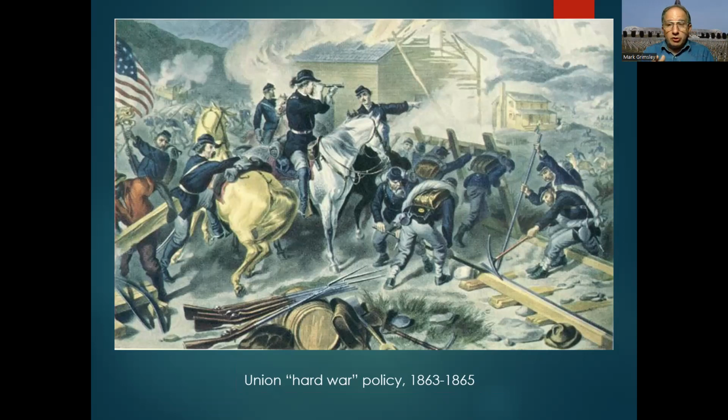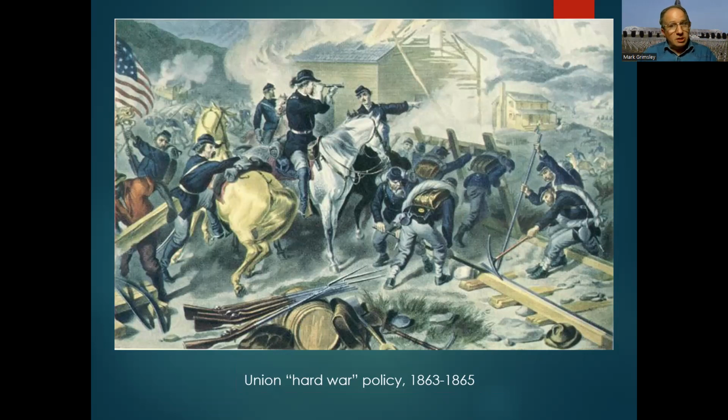The North continues to try to do that. Of course, naturally you would, but deliberate attacks on Confederate property, Southern property, become as important as the fighting on the battlefield. And so by 1865, the Confederacy is in fact destroyed. It goes out of existence.